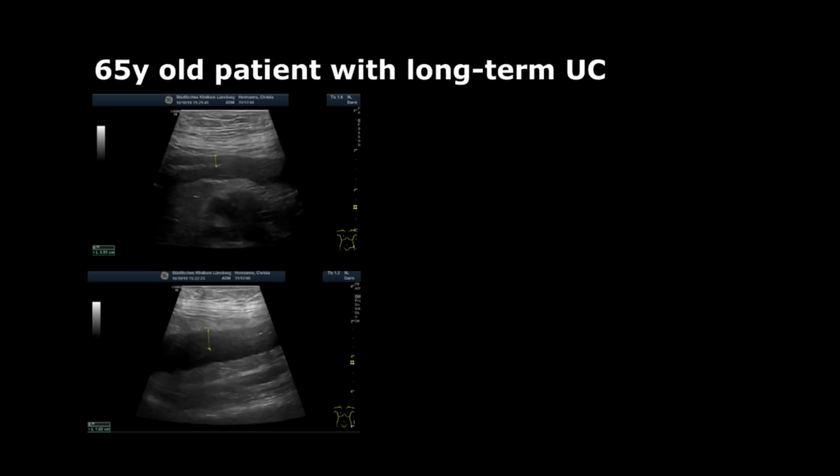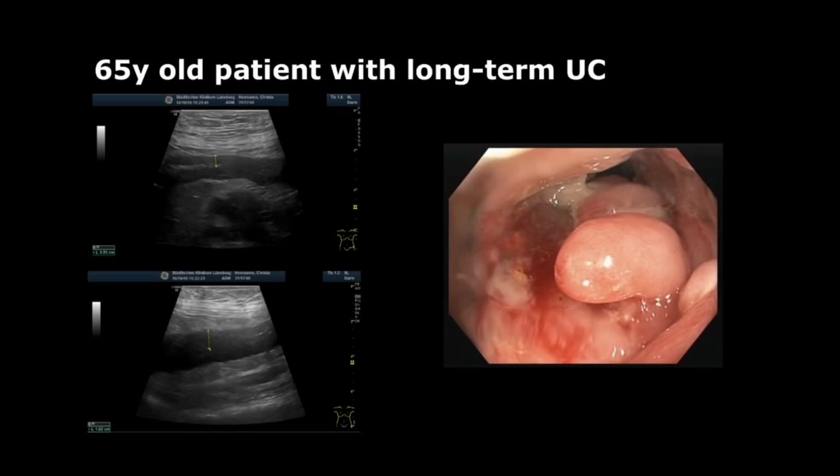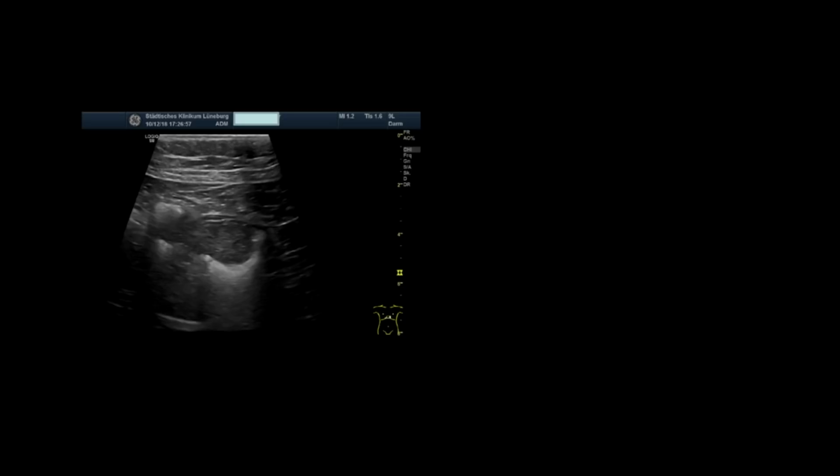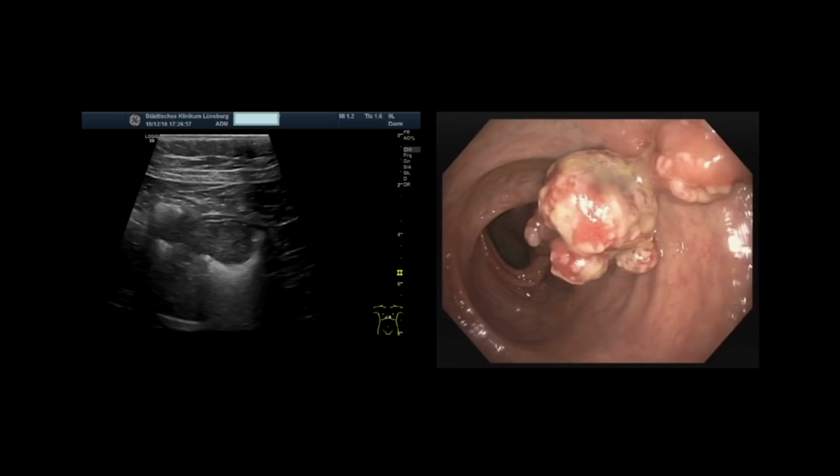Another thing, a 65-year-old patient with long-term ulcerative colitis. If you look at the descending colon on the left side, you see that there is very darkish bowel wall, no stratification, so it looks like severe inflammation, but actually the patient didn't have lots of inflammation, it was lots of pseudopolyps. So pseudopolyps can sometimes be very tricky. You cannot always see the pseudopolyps. In this patient, you actually can see the pseudopolyp right here on the left side, the mass that you see in the middle of the image, and that's the endoscopic picture. So pseudopolyps can sometimes make the picture a bit more difficult.